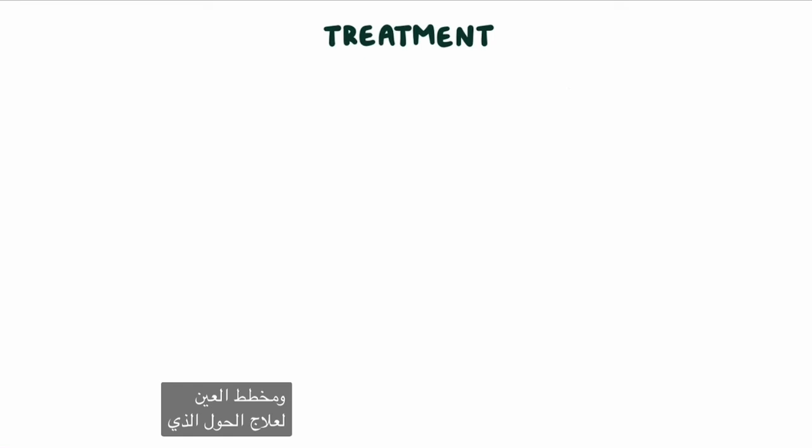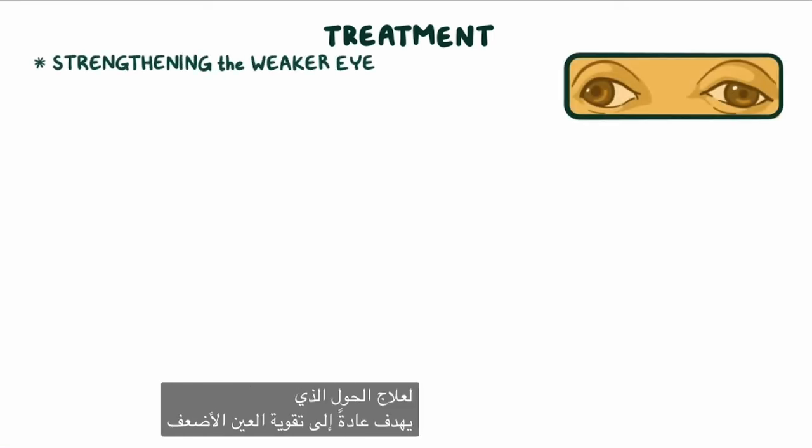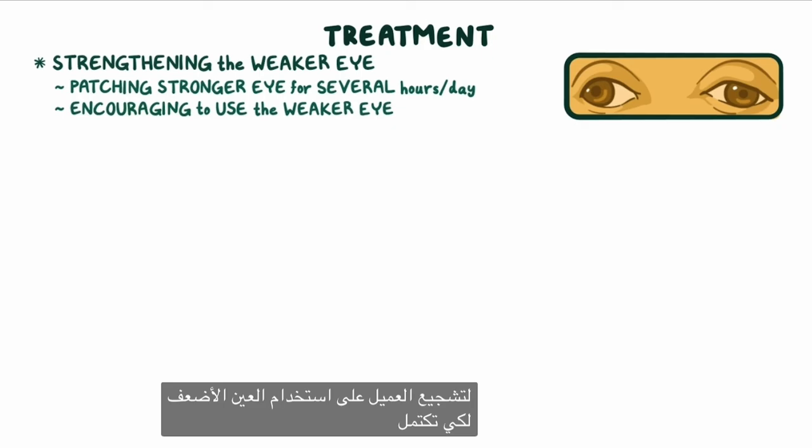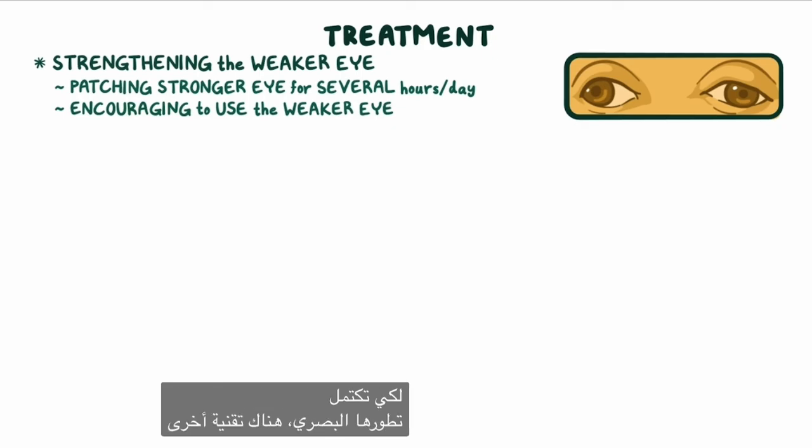Treatment of amblyopia typically aims to strengthen the weaker eye, especially during the early years. This can be done by patching the stronger eye for several hours each day, encouraging the client to use the weaker eye in order for it to complete its visual development.